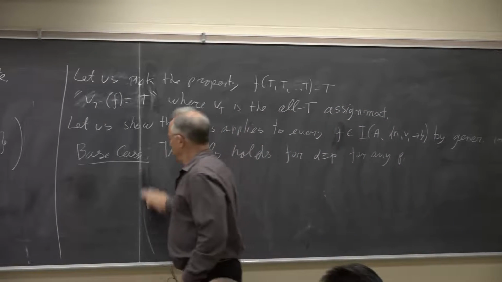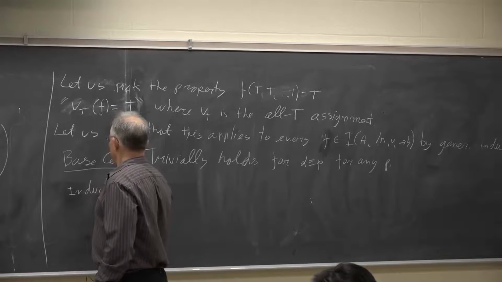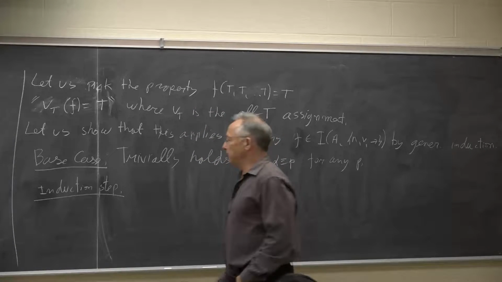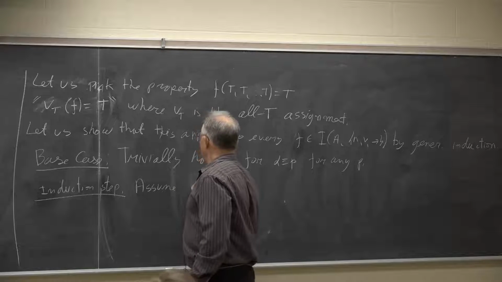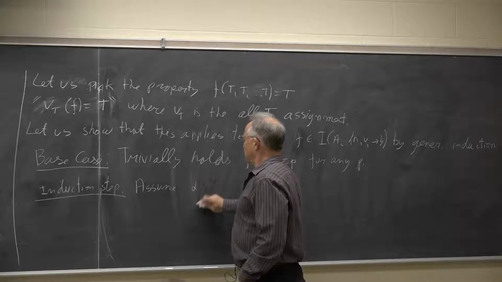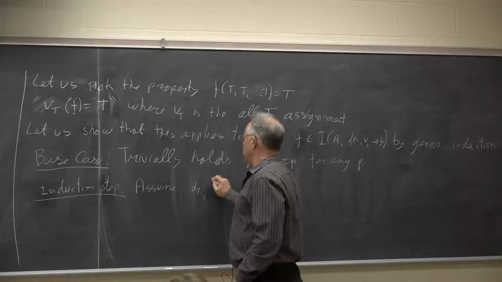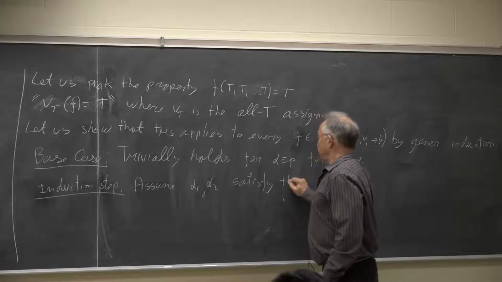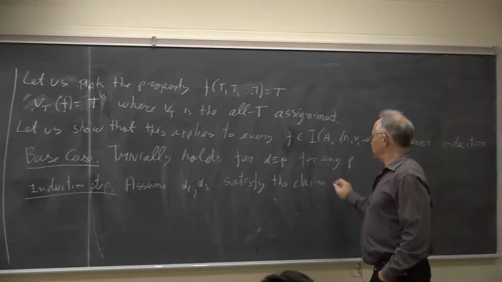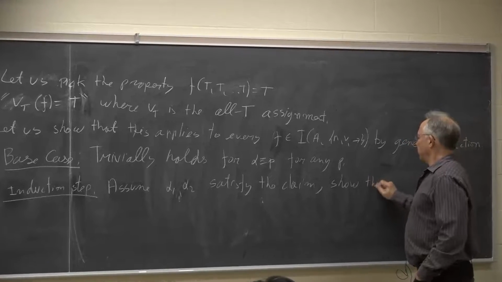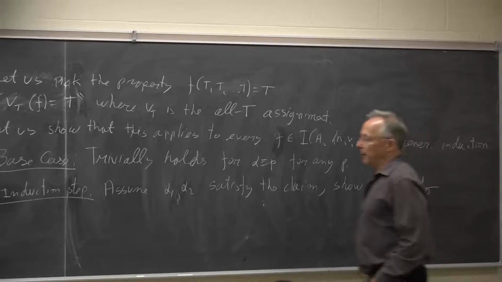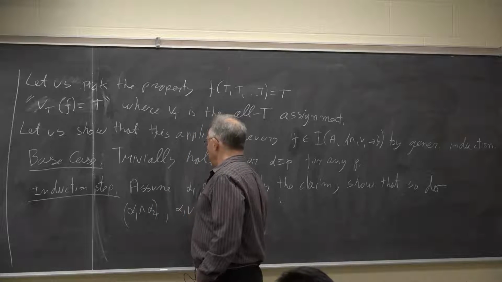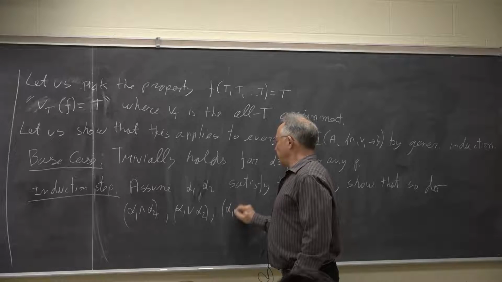And now the induction step. Assume alpha 1 and alpha 2 satisfy the claim, and now we have to show it for alpha 1 and alpha 2: alpha 1 or alpha 2, and alpha 1 arrow alpha 2.